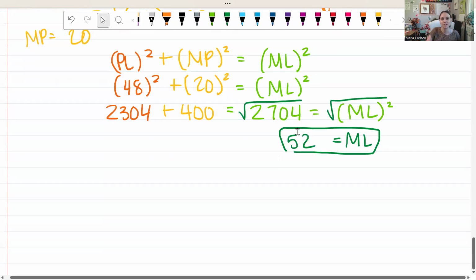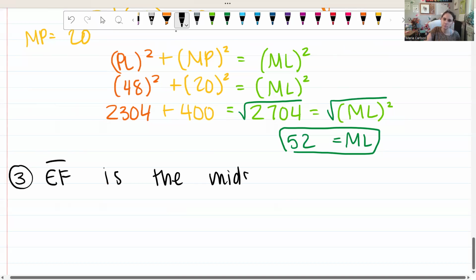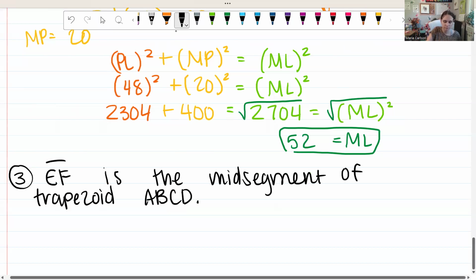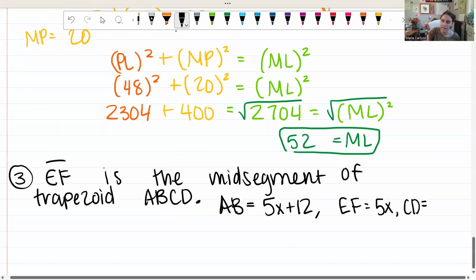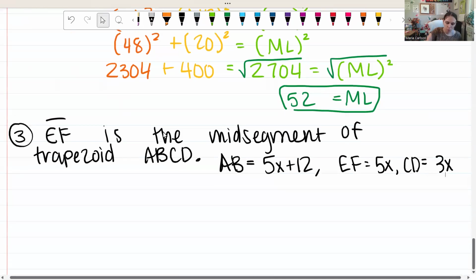I want to do one more. One more example. You're hanging in there. I appreciate you. This one I hope will be the quickest yet. Segment EF is the mid-segment of trapezoid ABCD. AB, sorry, that A looks a little bit rough. AB is equal to 5x plus 12. EF is equal to 5x. And CD is equal to 3x. What is x? Solve for x.